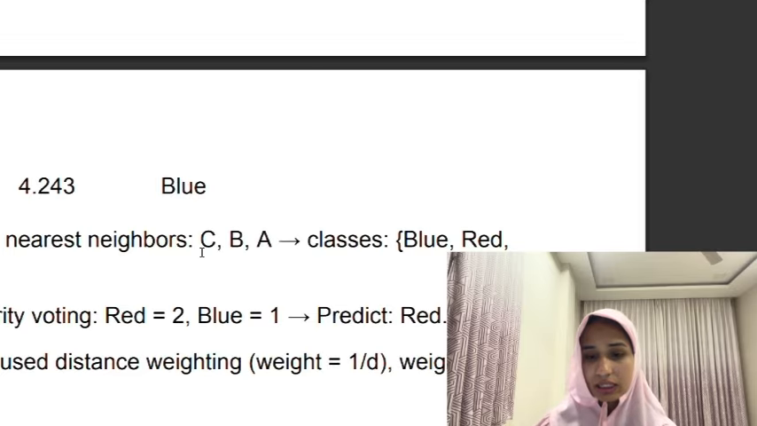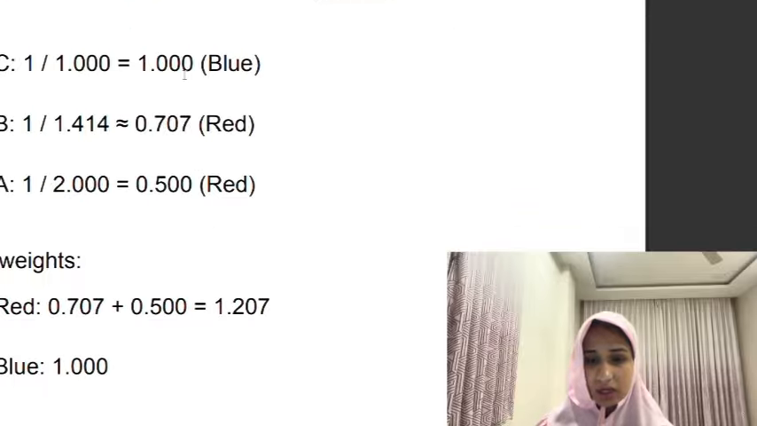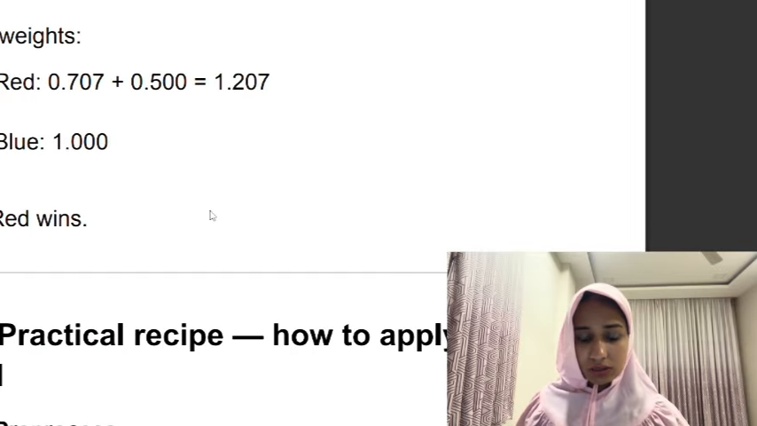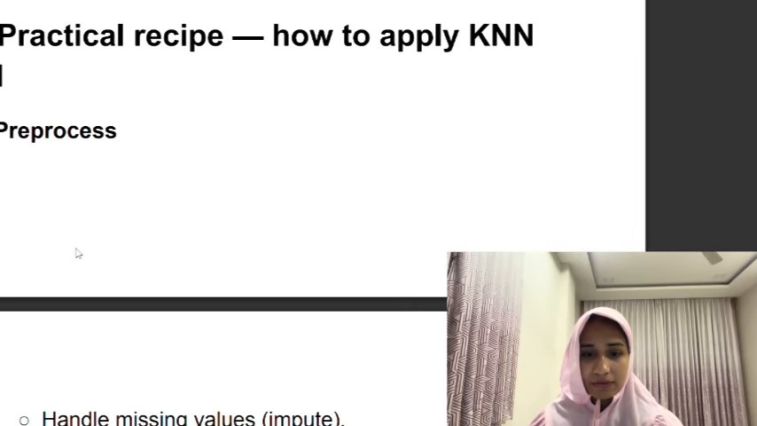So with K equal to 3, the nearest neighbors are C, B, A: blue, red, red. Majority vote: red equals 2, blue equals 1. So the prediction is red. If we use distance weighting, the weight is 1 by D. The sum of weights for red is 1.207 and for blue is 1.00. So still red wins.